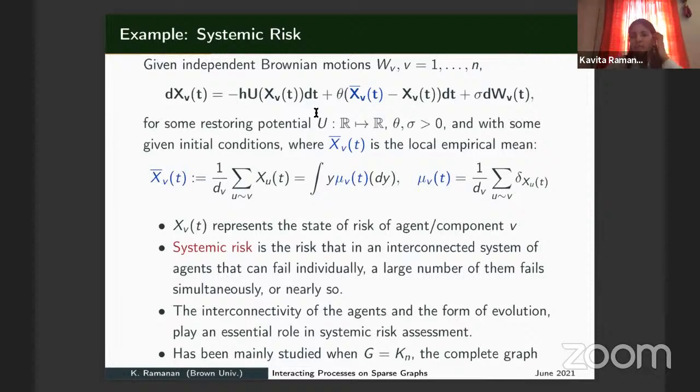And this has mainly been studied in the case when the graph is the complete graph, not so much the topological setting.